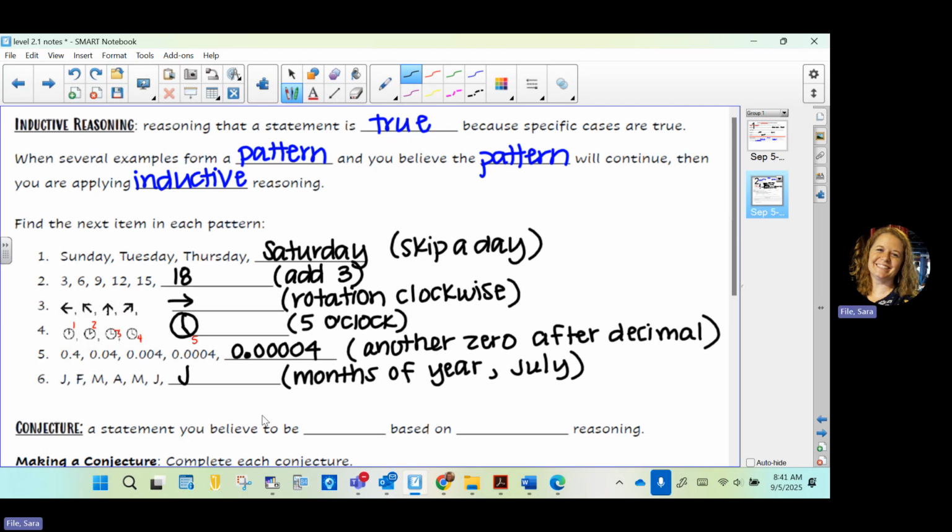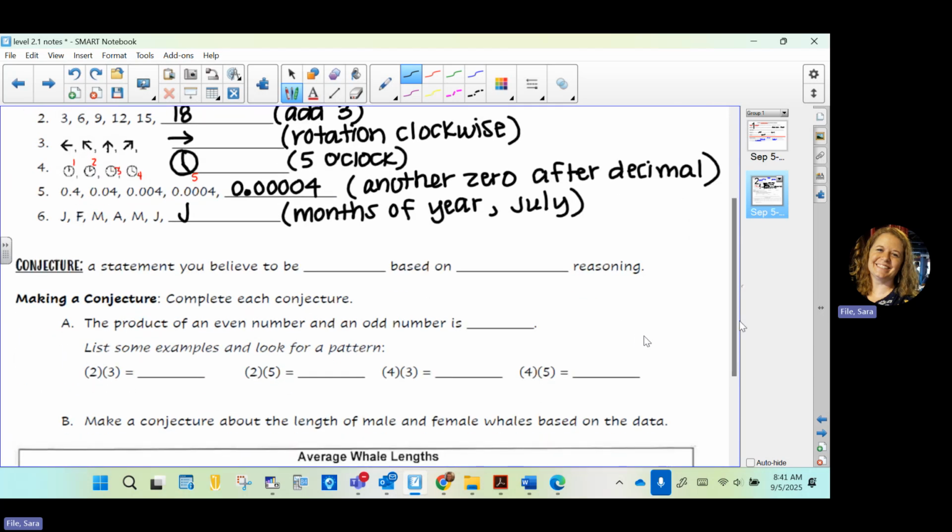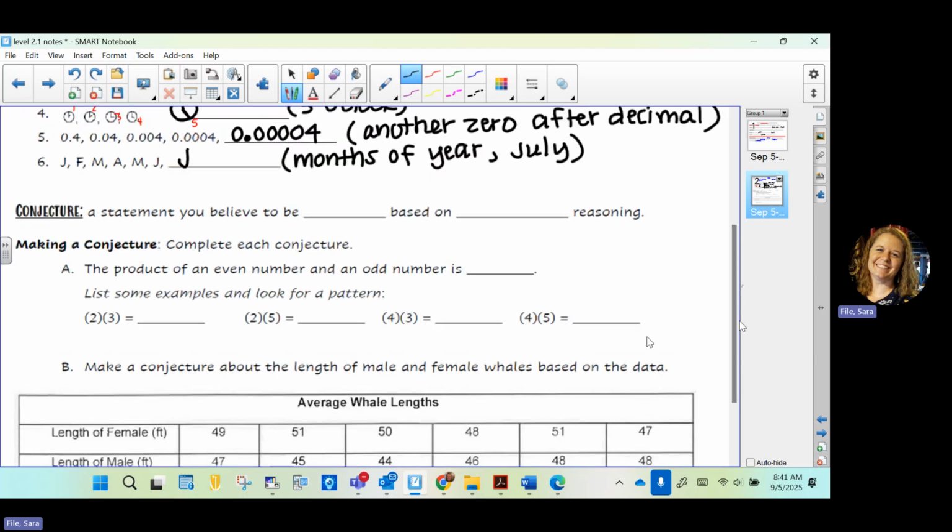Yeah. Okay, this is inductive reasoning, recognizing patterns, assuming what's true based on what was true in other cases. So that's inductive reasoning. Now, a conjecture, so there's still some terminology we need to know here besides inductive reasoning. A conjecture is a statement you believe to be true based on your inductive reasoning.